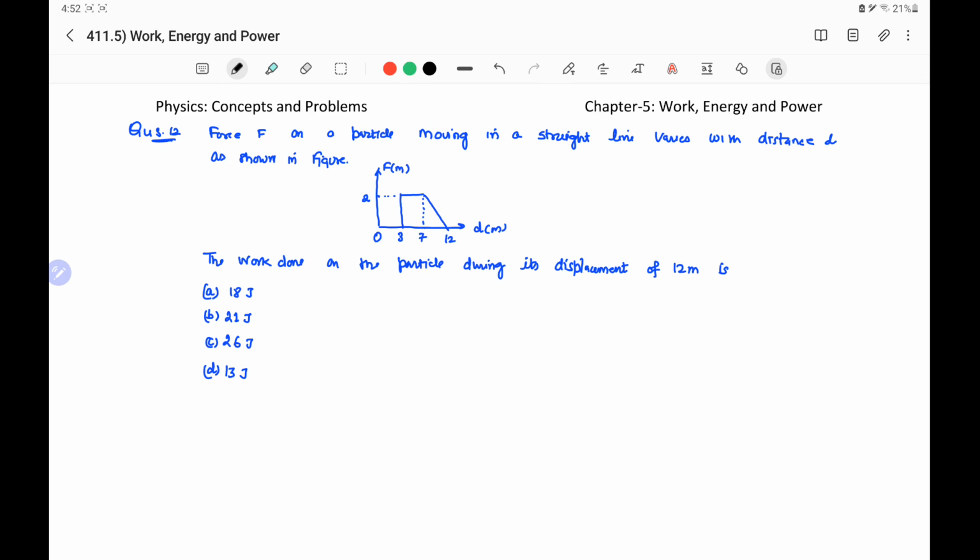So for variable force, work is integral F into ds, and for a straight line path of the particle, this work will be the area of force displacement graph.